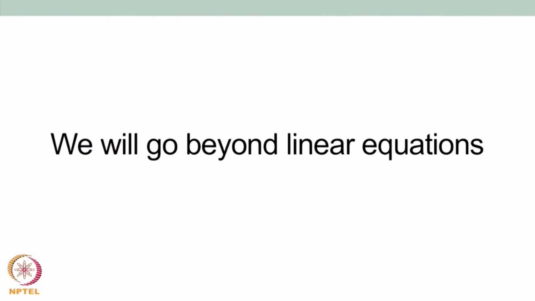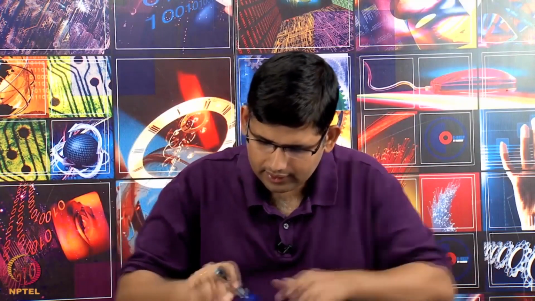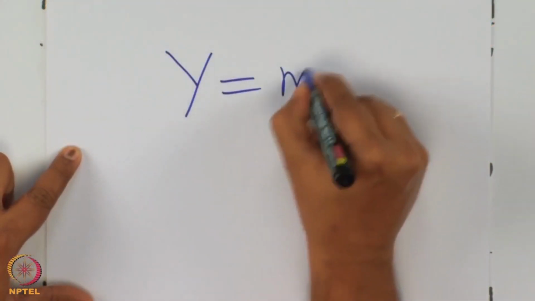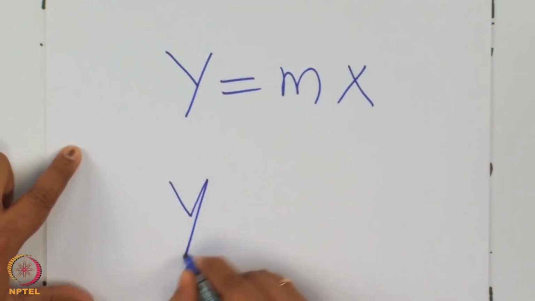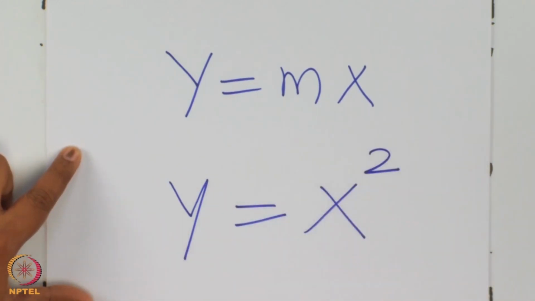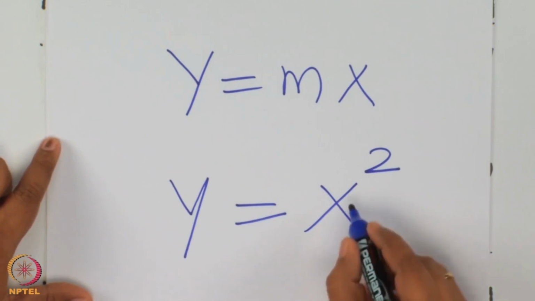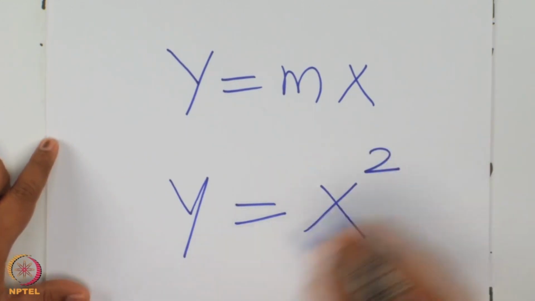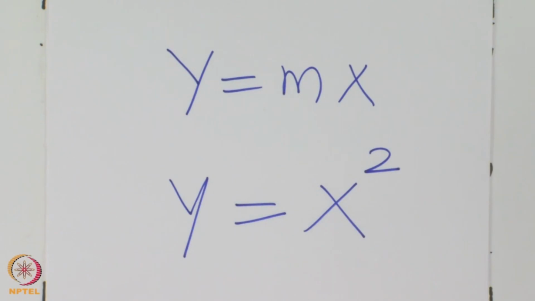If we go beyond linear equations, what is next? We had y is equal to x and y is equal to 2x and y is equal to 3x, and in general y is equal to mx. If we want to go beyond this, we could say y is equal to x square. So, this is a non-linear function where there is a square, x power 2, right. So, how do we plot it? Many of you would know this.